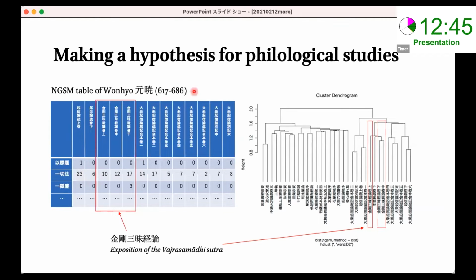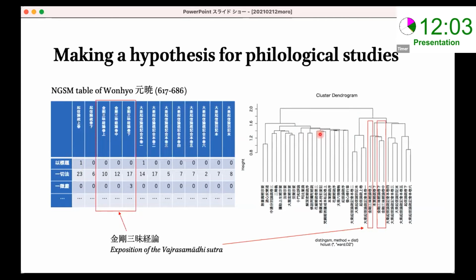These are the names of the chapters of Wonyo's text, and these are the trigrams of these texts. These frequencies mean the vector of these chapters. And I made a cluster analysis in order to make a rough comparison. As a result, this is a cluster dendrogram.